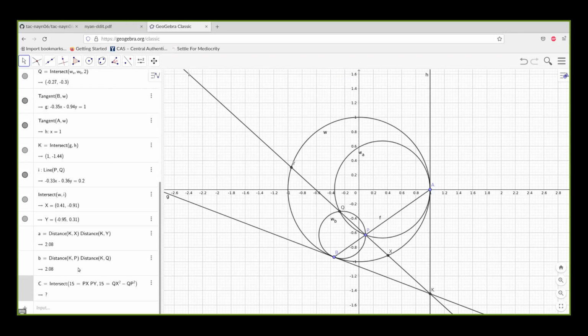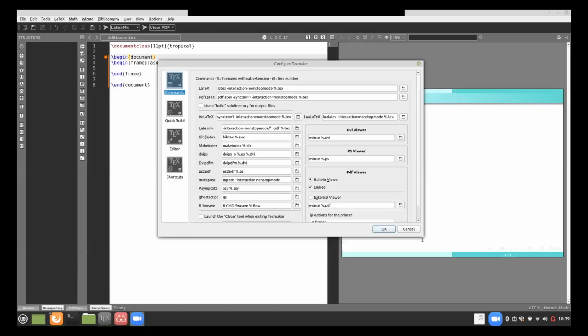Oh wait, no one can see the beamer, but what am I doing? I'm new here. It's perfect. Oh wait, no one can see the beamer, right? How do I make this open in the room? I should probably share the entire screen. Wait, does this share the entire screen?